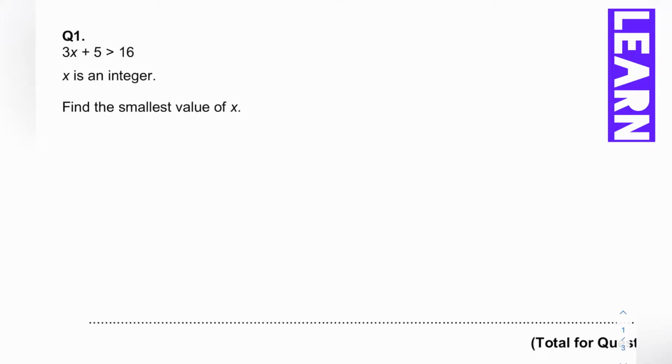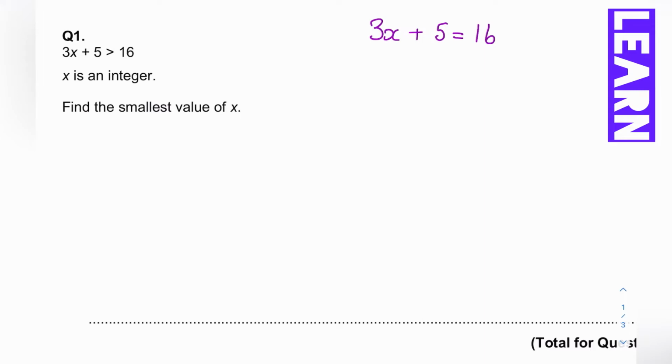We're going to have a look at how we can solve linear inequalities. This is very similar to the topic solving linear equations. However, instead of having an equal sign, we've got this inequality. You need to follow the same steps as if we had this equation here. So 3x plus 5 is equal to 16.